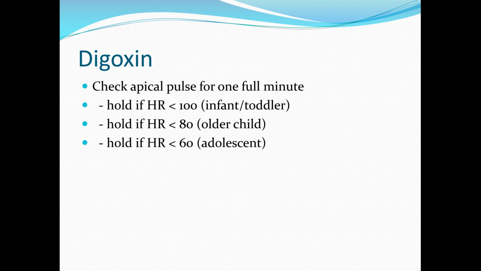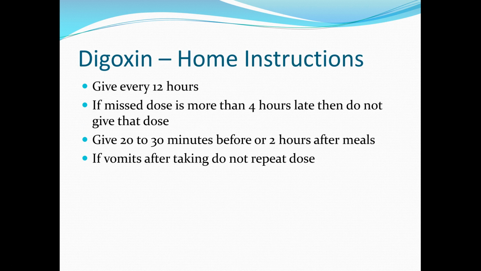You're going to hold if the heart rate is less than 100 for an infant or a toddler. You're going to hold it if the heart rate is less than 80 for an older child, and if it's less than 60 for an adolescent. Just so you know, changes in the heart rhythm are a normal side effect of digoxin. Probably want to teach the patient and the parents about that. We'll go over side effects in a little bit, but I did want to mention that now. And then again, that 1 full minute is really important. Like I said, most of the time it will be ordered like this, but you want to do it right before you give it.